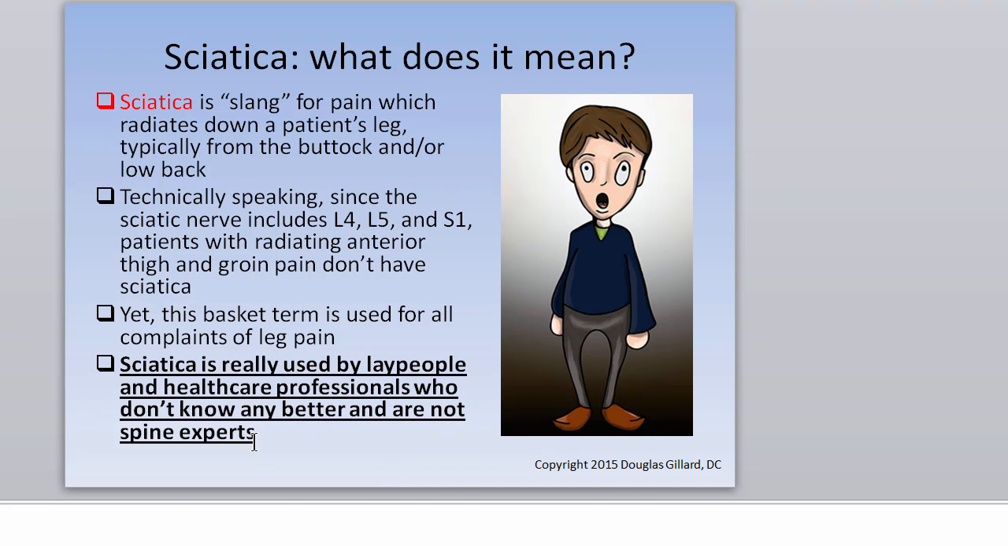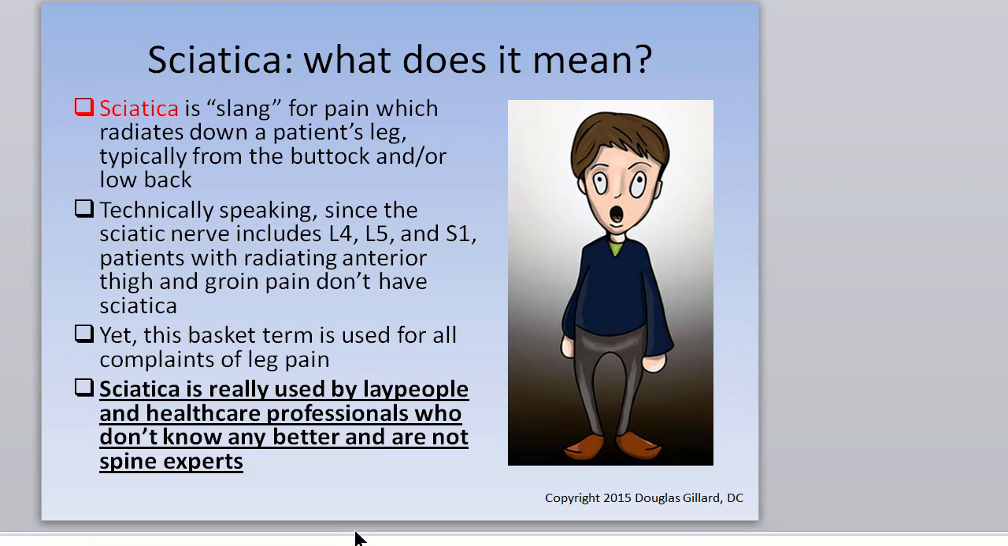But let's see. Sciatic is really used by lay people. And maybe this statement might be a little strong. I mean, people still use it. The point is, sciatic nerve, where do I even begin to explain this? I like radicular pain. Radicular pain is just a better word for this.